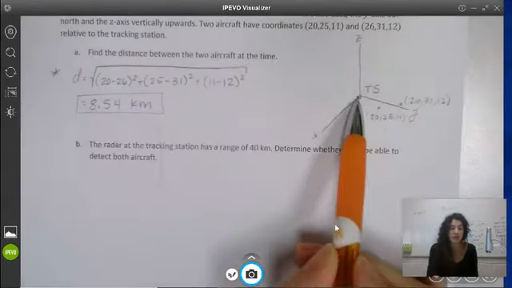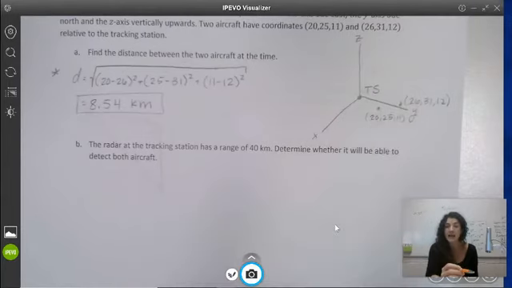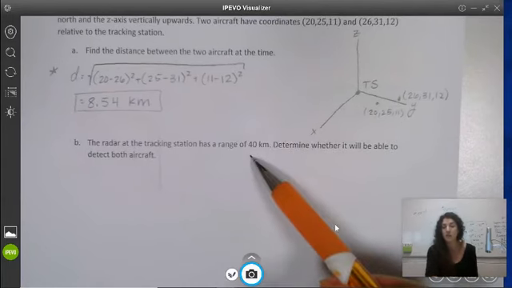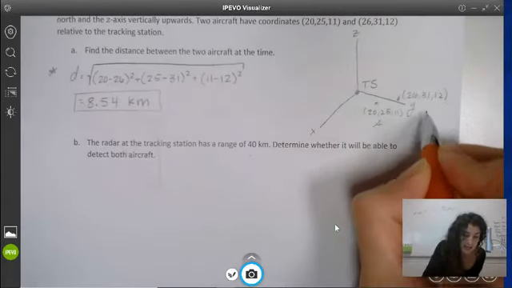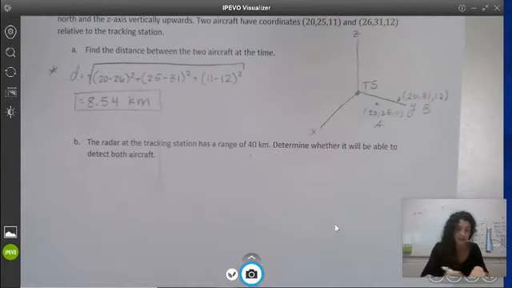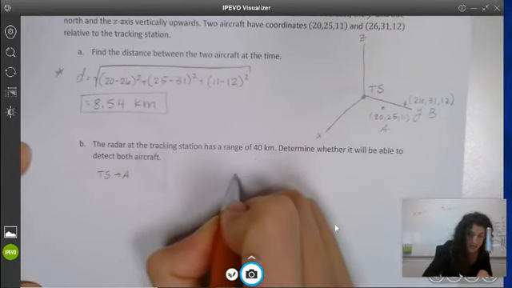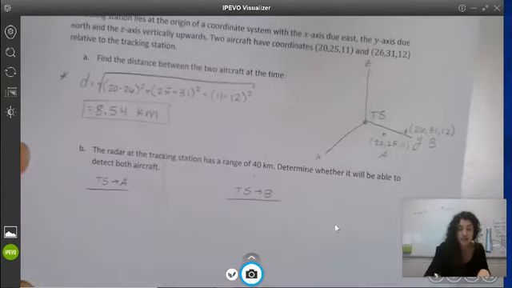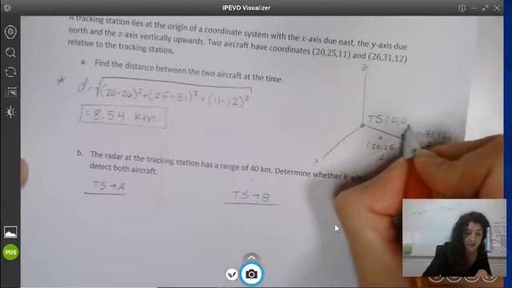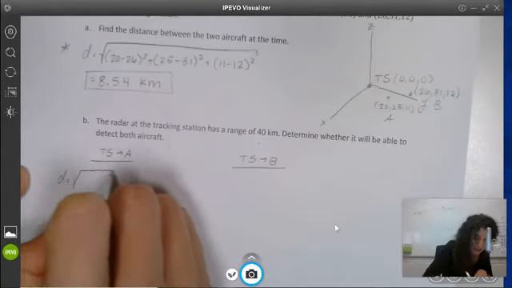So that means that we need to find out the distance from the tracking station to this guy and the distance from the tracking station to this guy right here. And the hope is that if they are under 40 kilometers, then we can track them. If they're over 40 kilometers, then we cannot track them. I'm going to label this guy as A, and I'm going to label this guy as B. I'm going to find out the distance from the tracking station to A and the distance from the tracking station to B.